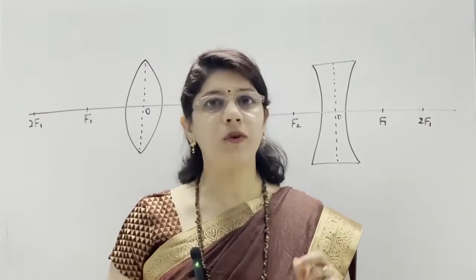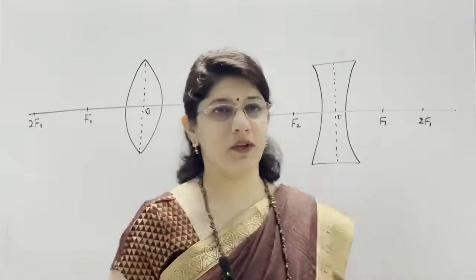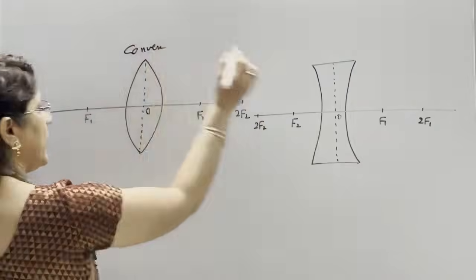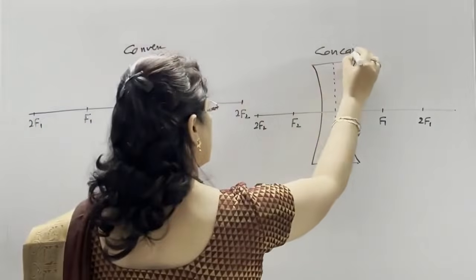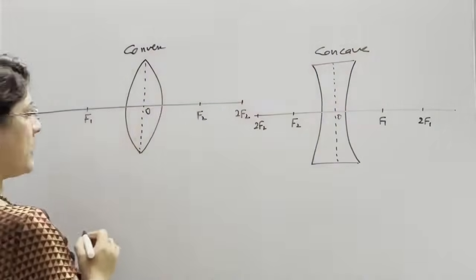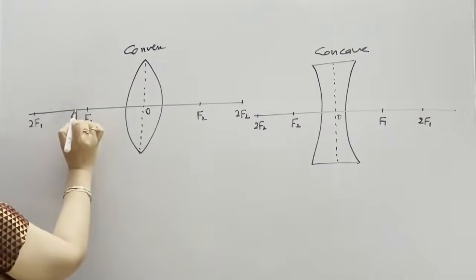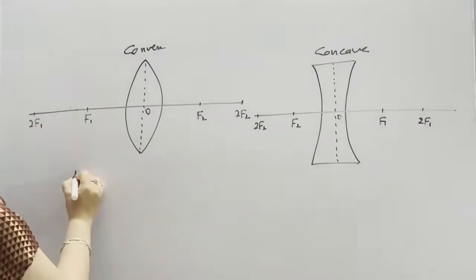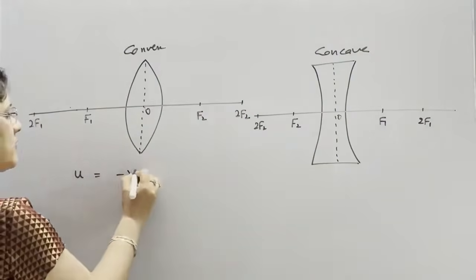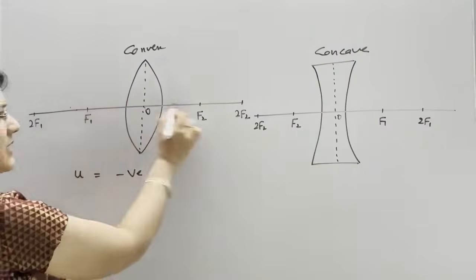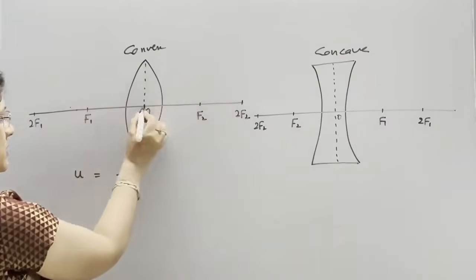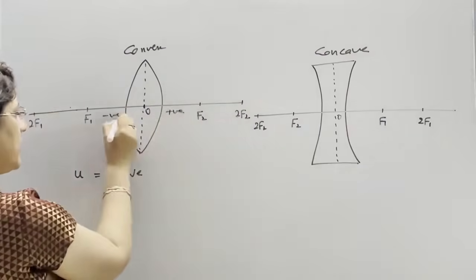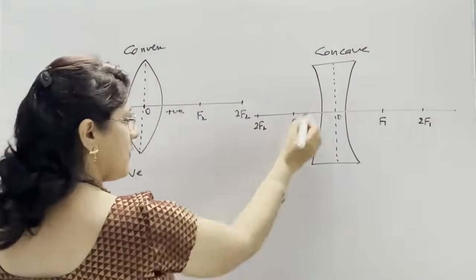First of all, try to clear your confusion regarding the sign convention. This is our convex lens and this is a concave lens. Now, in the case of a convex lens, we have placed the object on the left hand side of the lens. So, whenever the object is placed on the left hand side, we will take its value as negative. Treat this as a number line. This is our 0. This is the negative side of the number line and this is the positive side of the number line.